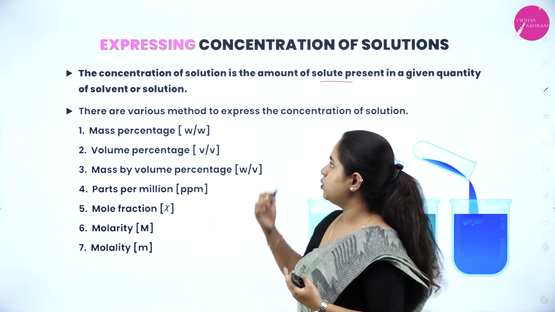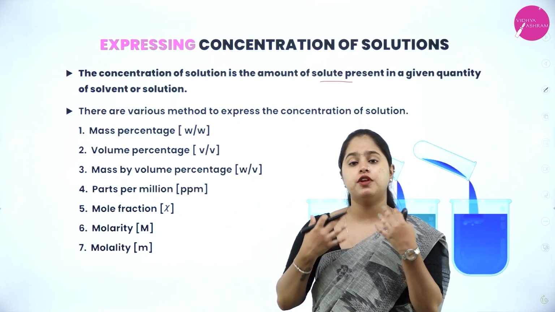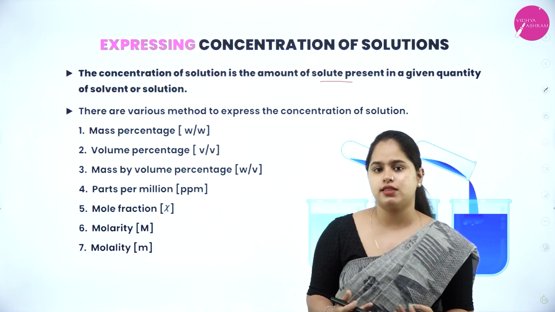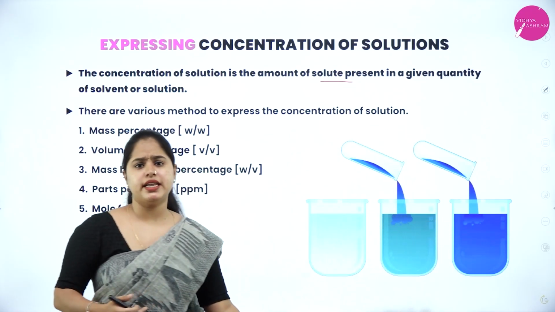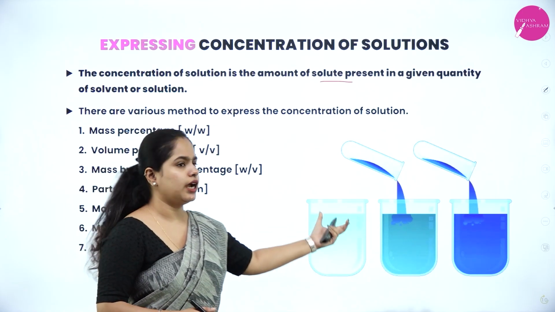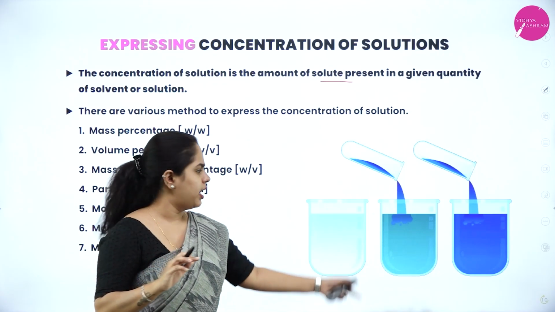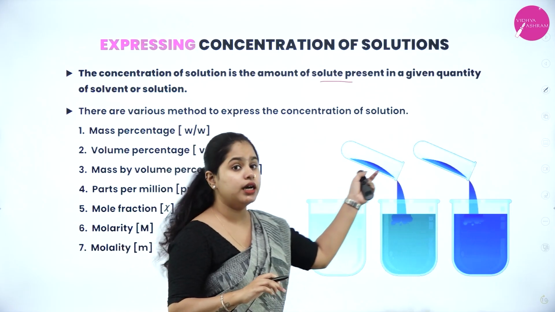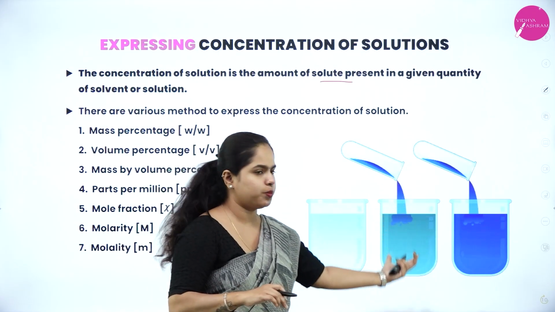So now what we are going to study is different ways in which we can express the concentration of solutions. Now, why is it necessary? Let's understand by taking this example of copper sulfate solution. In the first case, I took a few crystals of copper sulfate and mixed with water. I got this color. Now, I am adding a little more copper sulfate and I obtained this color.